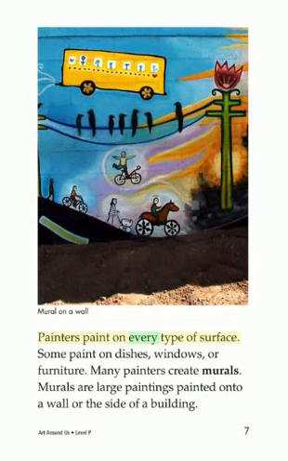Painters paint on every type of surface. Some paint on dishes, windows, or furniture. Many painters create murals. Murals are large paintings painted onto a wall or the side of a building.